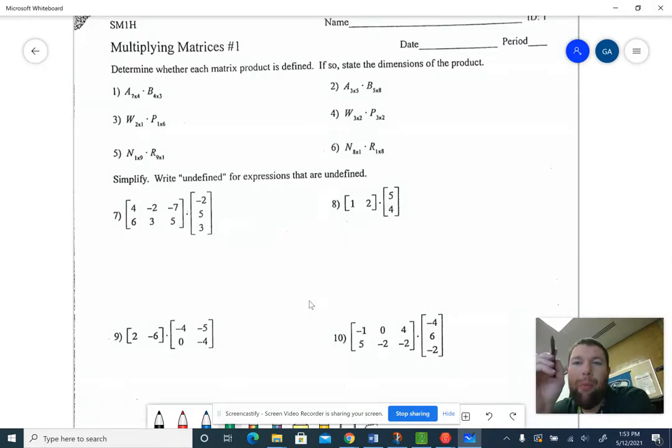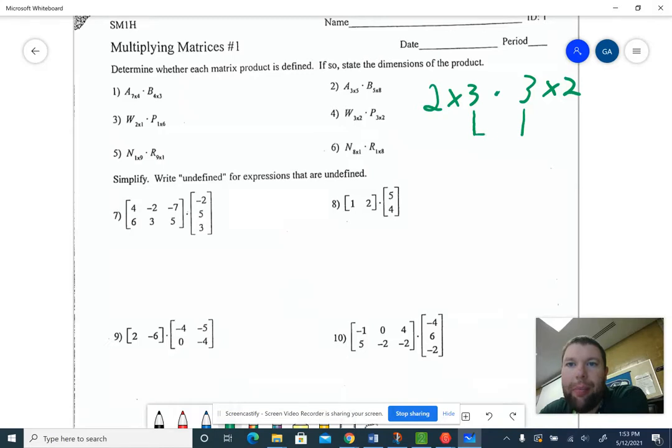So, when we're multiplying matrices, let's say I have a 2 by 3 matrix and it's multiplying with a 3 by 2. Okay, the first thing we look for is that the columns of the first one and the rows of the second matrix must match. Okay, if they don't match, then it's not going to work.